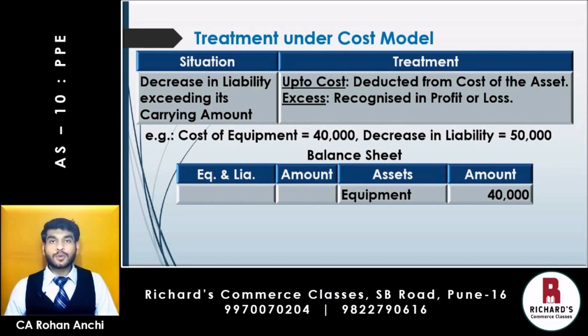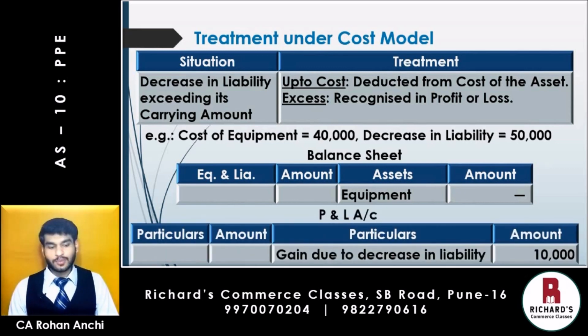Then the treatment is up to the cost. It should be deducted from the cost of the asset, and beyond that, excess should be recognized in profit and loss account. Let us see. The cost of the equipment currently is 40,000 rupees and there is a decrease in liability to the extent of 50,000 rupees, which is exceeding the carrying amount of 40,000. Then in that case, entire 40,000 will be written off from the balance sheet. That is, the equipment will be written off. It will become nil, and the remaining 10,000 will be recognized in profit and loss account as 10,000 rupees.